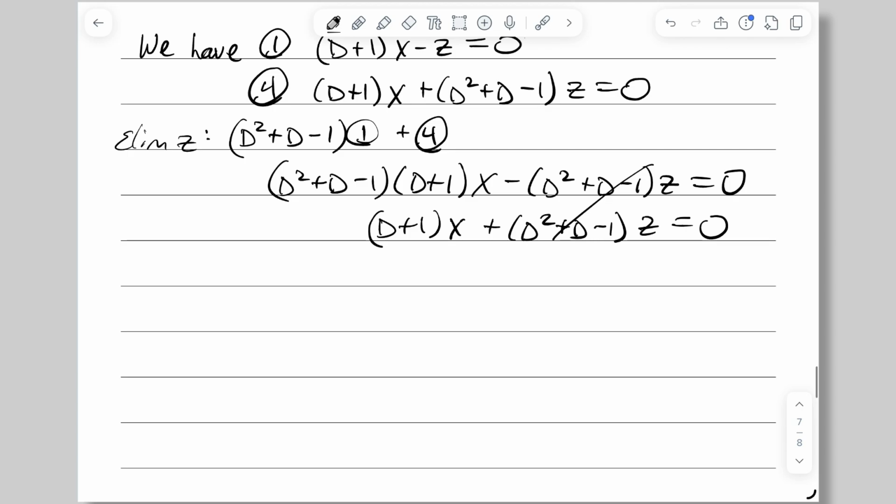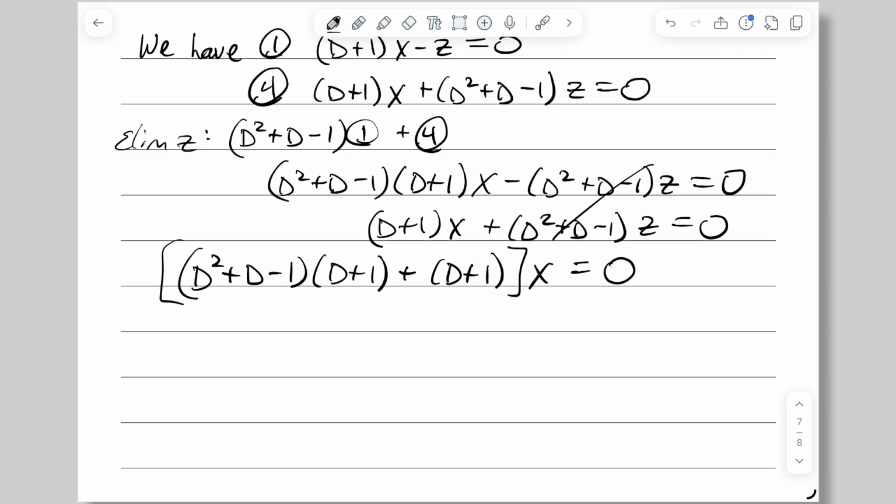And then if you note what we have, we've got (D squared plus D minus 1) acting on (D plus 1) acting on x plus (D plus 1) acting on x. So the whole thing's acting on x. We can kind of treat this like we're going to factor it.